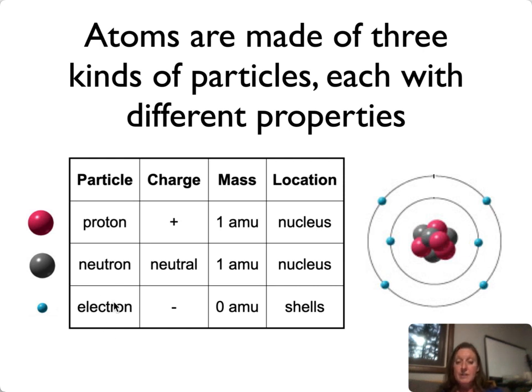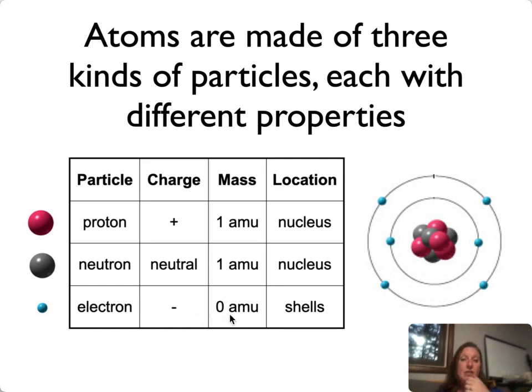Electrons are different. Electrons have a negative charge. Their negative charge is exactly the opposite of the positive charge that we saw with protons. In other words, they are 1 unit of negative charge. 1 electron will cancel out 1 proton in terms of charge.